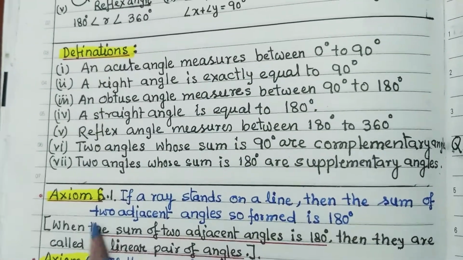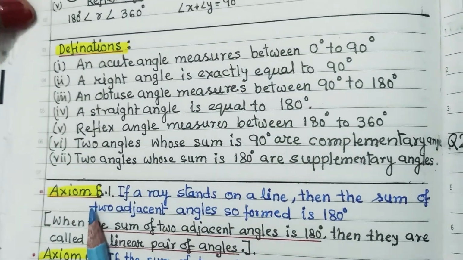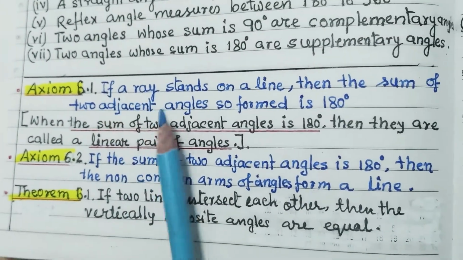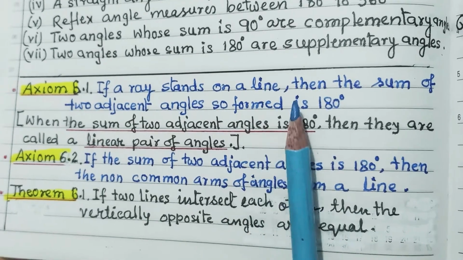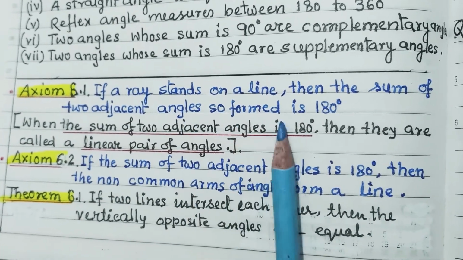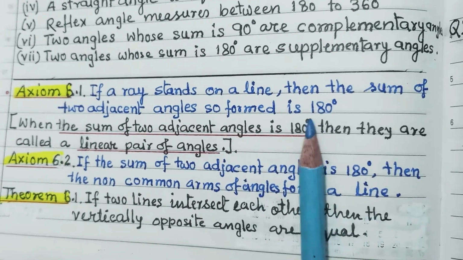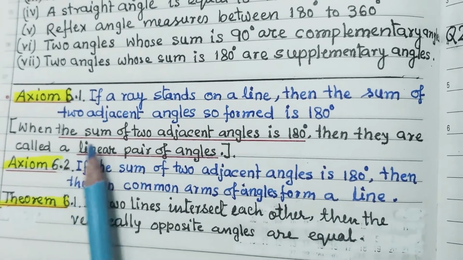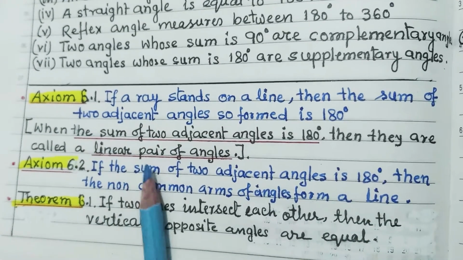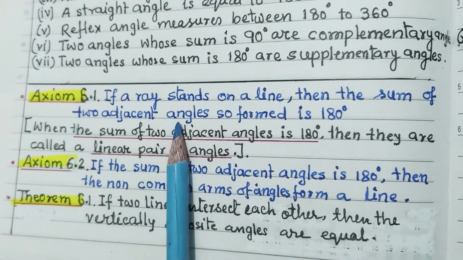Now axiom 6.1: if a ray stands on a line, then the sum of the two adjacent angles so formed is 180 degrees. Second, when the sum of two adjacent angles is 180 degrees, they are called a linear pair. It is the first axiom.